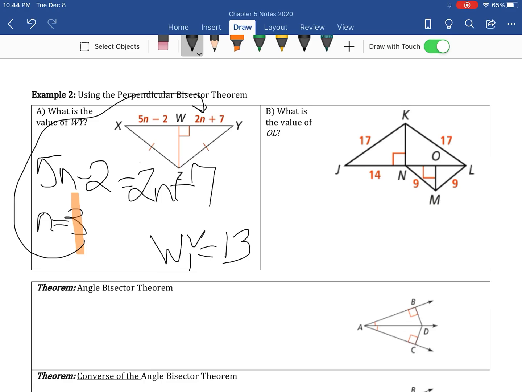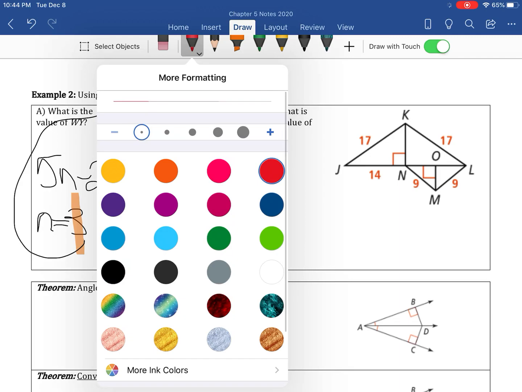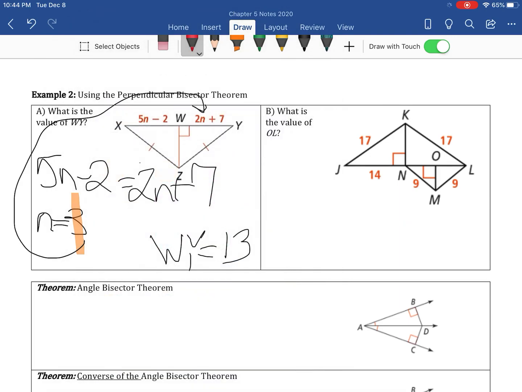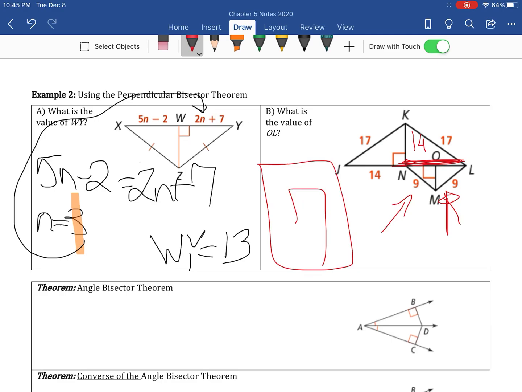B has a lot of measurements on it here. Again, it looks like, what is the value of OL? Just kind of the way it's set up here, I could pretty easily tell that this entire length right here, and the red, is going to be 14. But that's not what OL is, right? Remember, in this case, the bottom where the 9 is, the 9 is there, then I know that it divides it in half, right? So it would just be 7 as a final answer for OL.